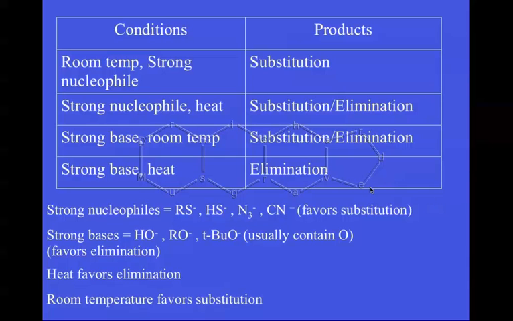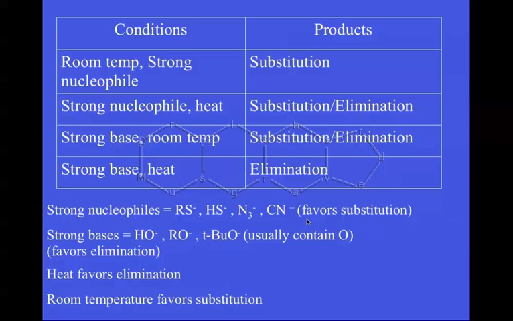Right, before we figure out what conditions are going to favour substitution and which ones will favour elimination, we need a little bit of groundwork. We need to first of all define what I mean by a strong nucleophile and what I mean by a strong base. A strong nucleophile includes things that have S negatives, things that have N3 negatives and CN negatives, and all of these will favor substitution reactions.